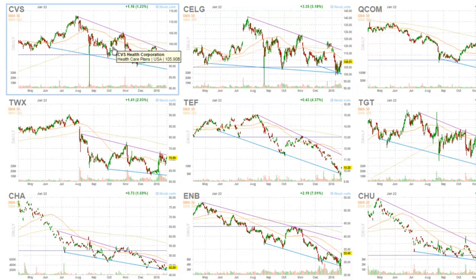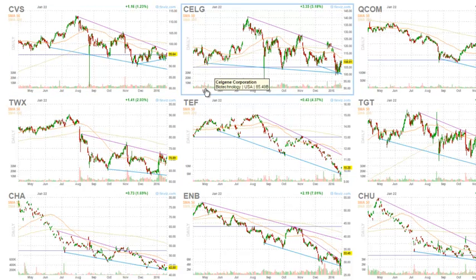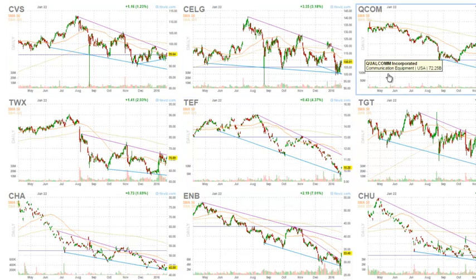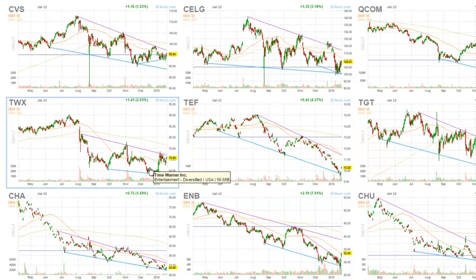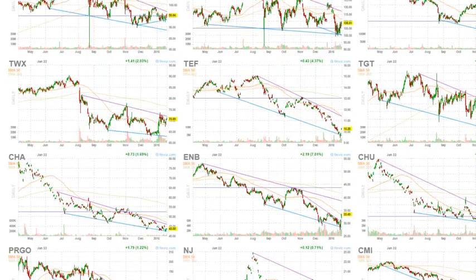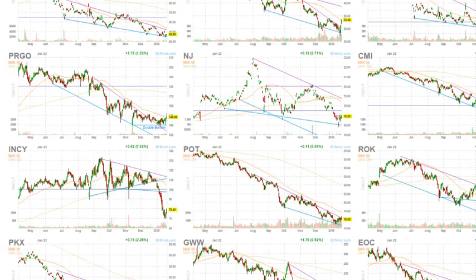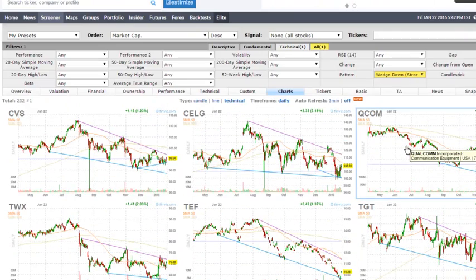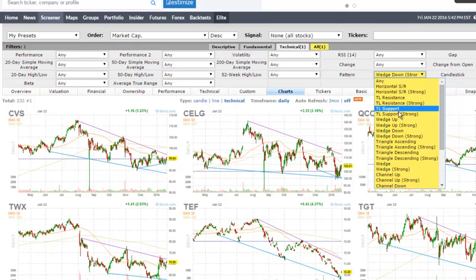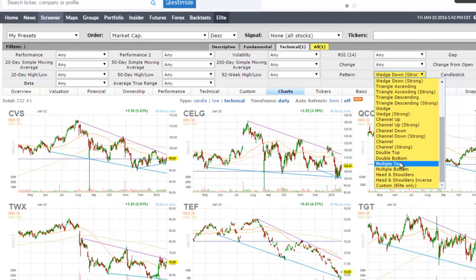And again, from that point on, I'm just writing them down on the list. CVS, that one looks good. Target, that one looks good. Everything else looks good, and I take what I get from this. I'll do other scans also, but just take that as an example, and then I move on to another scan. But there's so many different scans here. Channels, head and shoulders, etc. The channels and the wedges are the best by far.